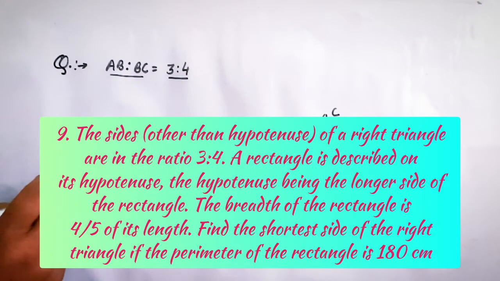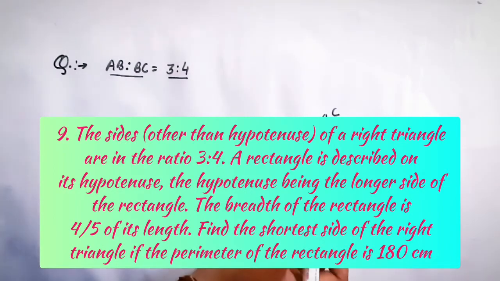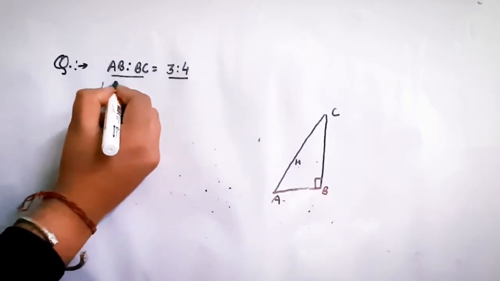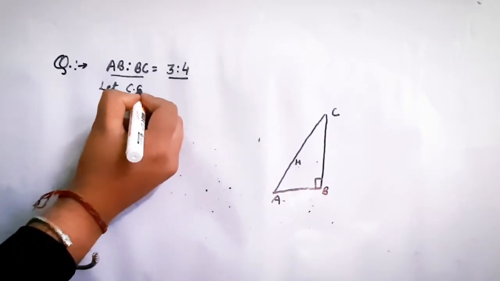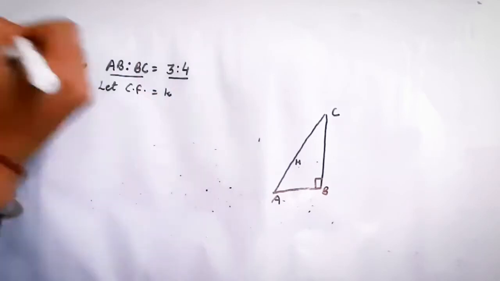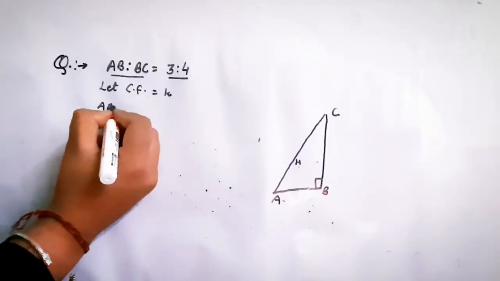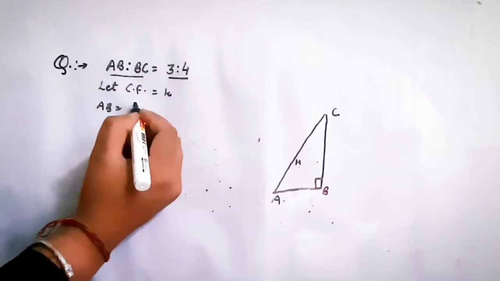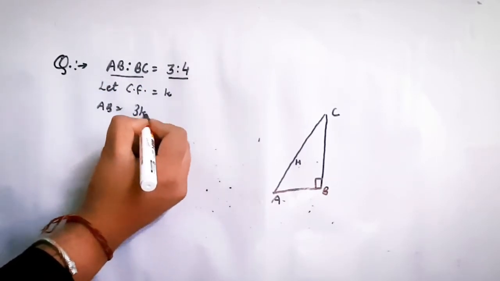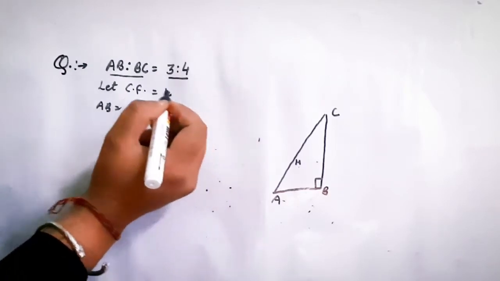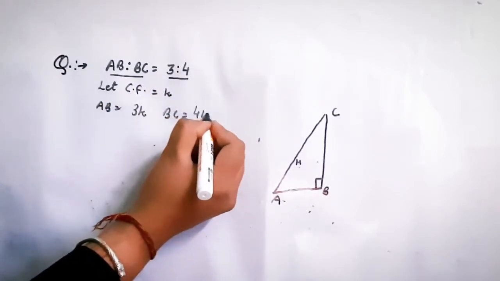A rectangle is described on the hypotenuse. So first of all, we need to find out the hypotenuse. The ratio is given, so let the common factor equal k. Then the sides will be AB equals 3 multiplied by k, that is 3k, and BC equals 4 multiplied by k, that is 4k.